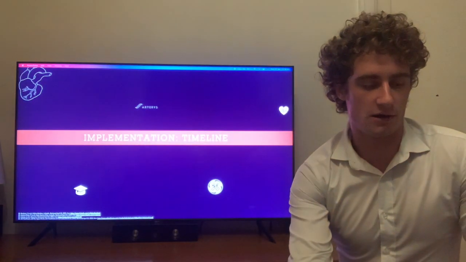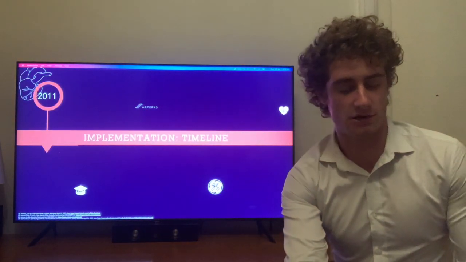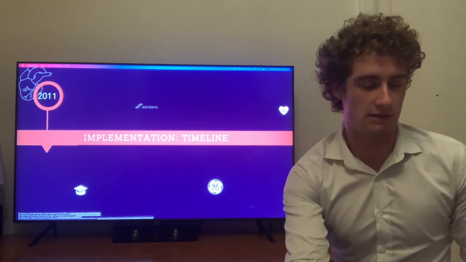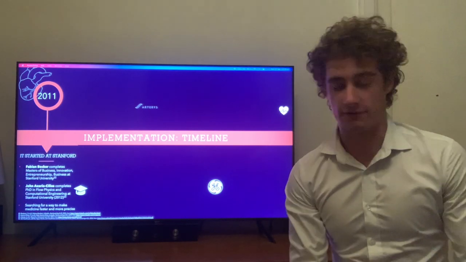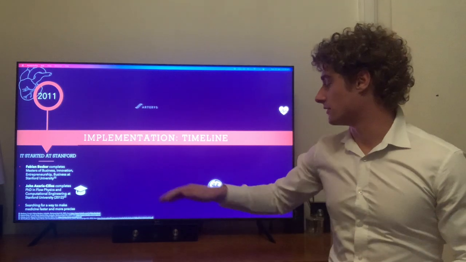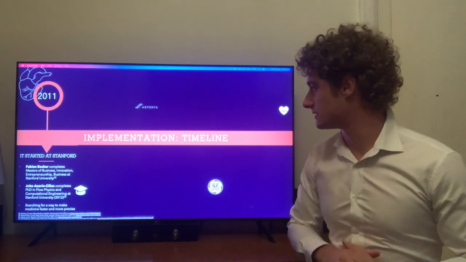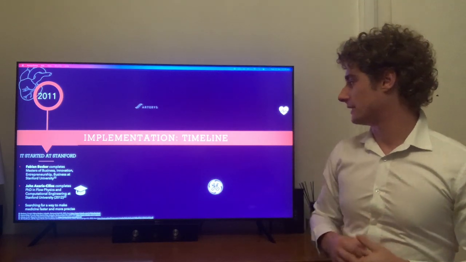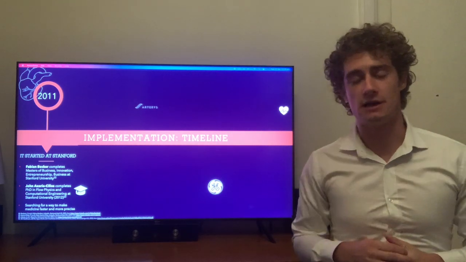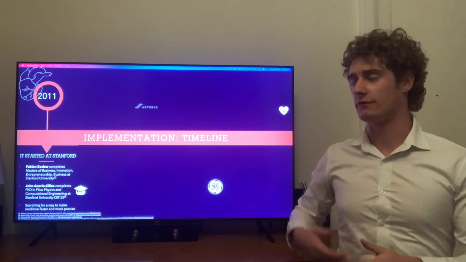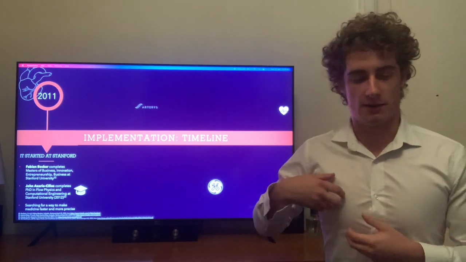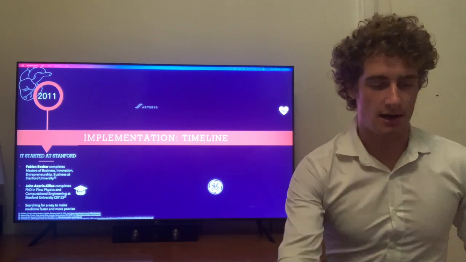Now, what's the timeline of the implementation of this technology? Well, in 2011, it started at Stanford. So Fabian Becker and John Julius completed their degrees. Fabian in Masters of Business and Innovation, and John he's completed his PhD in flow physics and computational engineering. And together they were trying to figure out new ways of making medical services faster and more precise.